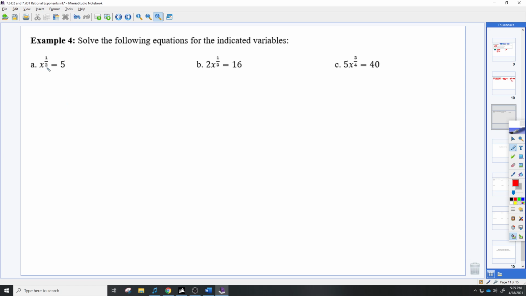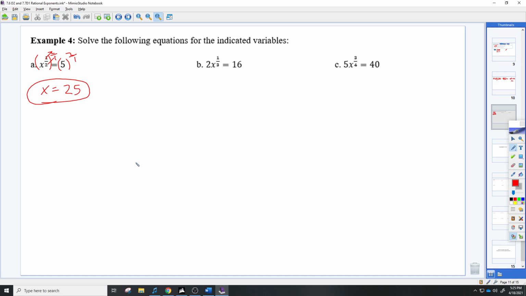All right, so we have x to the 1/2 power equals 5. How do we get rid of this? We're going to do the reciprocal. So I'm going to raise both sides to the 2 over 1. It's the same thing as before. These will cross out. We get x by itself. Now we have 5 to the 2nd power, which is 25.